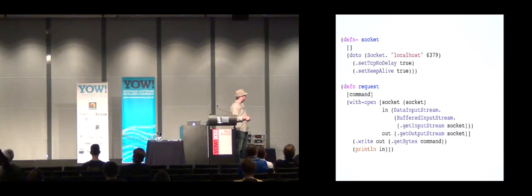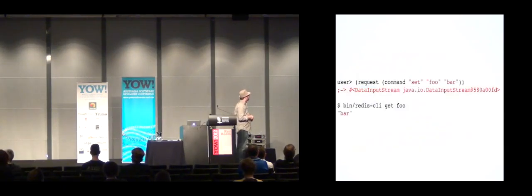Now that's not going to be very useful yet, so we'll give it a try, right? We've got a nice little library shaping up right here. We're asking for a request with a command: set, the key foo, and the value bar. And we see that we've got the data input stream back, which is useless to us. It tells us nothing. So we can go back to Redis and say, hey Redis, get me the foo key, and bar comes back out. So we know that we've done the right thing.